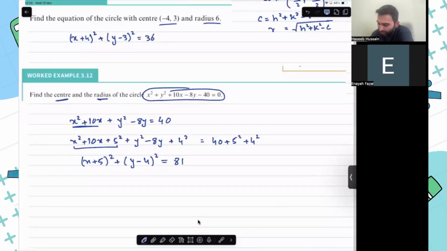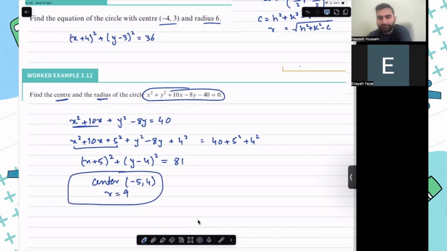All right, so your center is negative 5 comma 4, and your radius is 9. Get it?